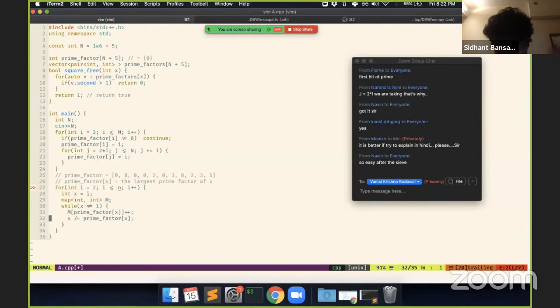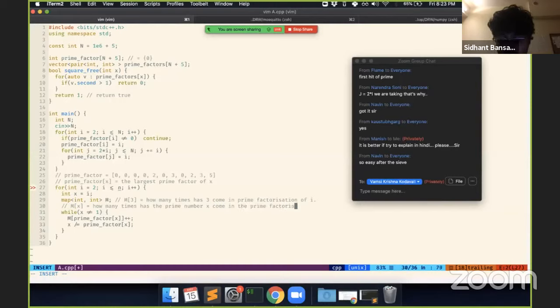Everything should be visible in a single glance. So we have a map. Why a map? To increment the things. We get the prime factor and we increment its occurrence. So basically M of 3 will store how many times 3 has come in the prime factorization of I. And generically, Mx will store how many times the prime number x has come in the prime factorization of I.